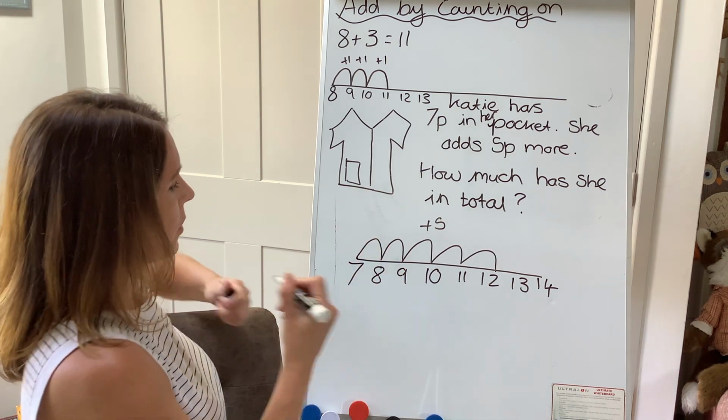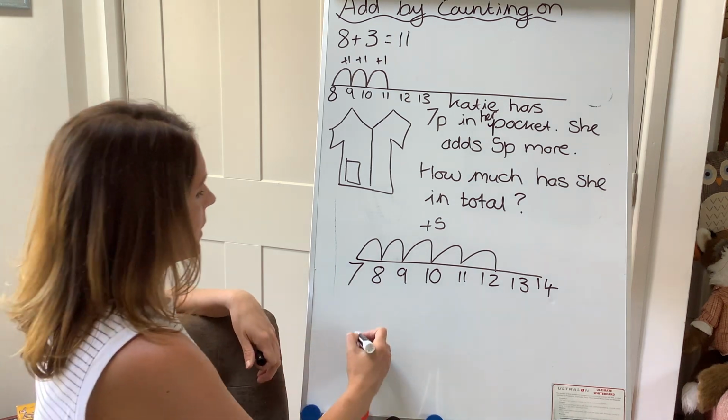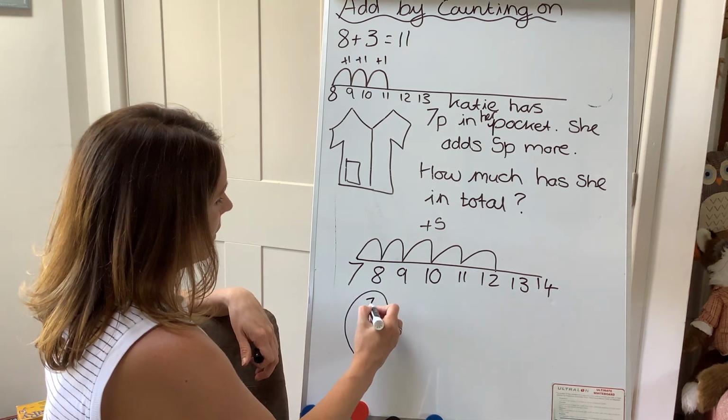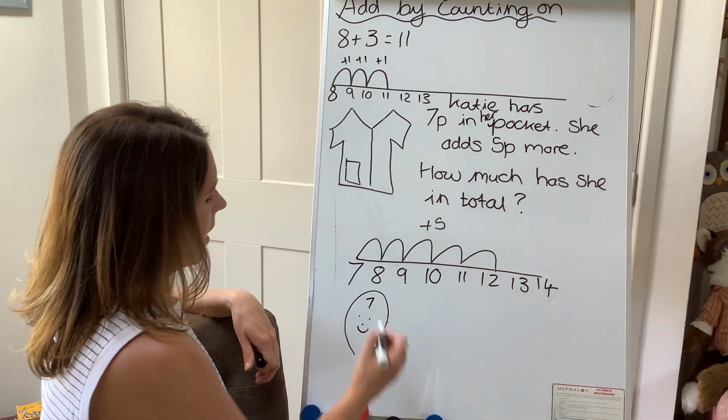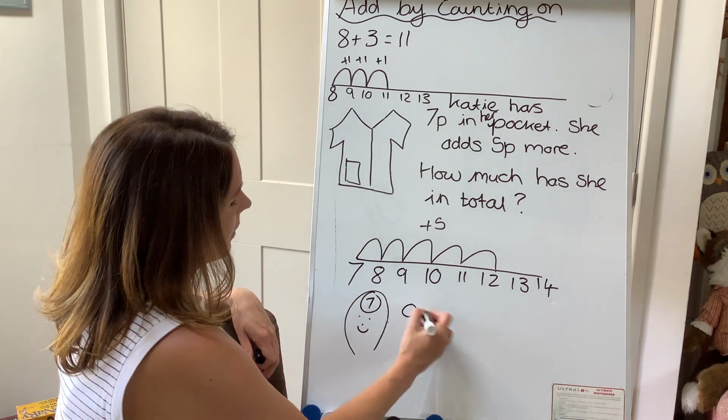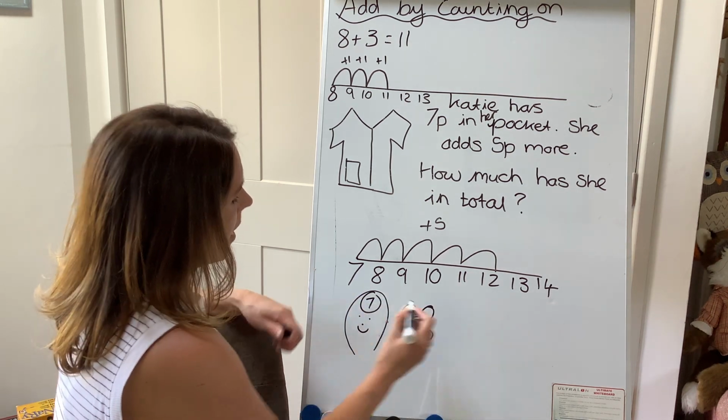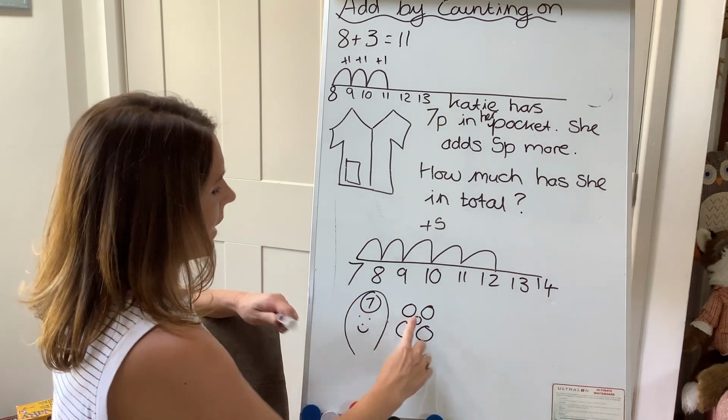You must make sure that the next number you count on when you do that, so if you put 7 in your head, when you count on the 5 more, make sure that you count the next number.